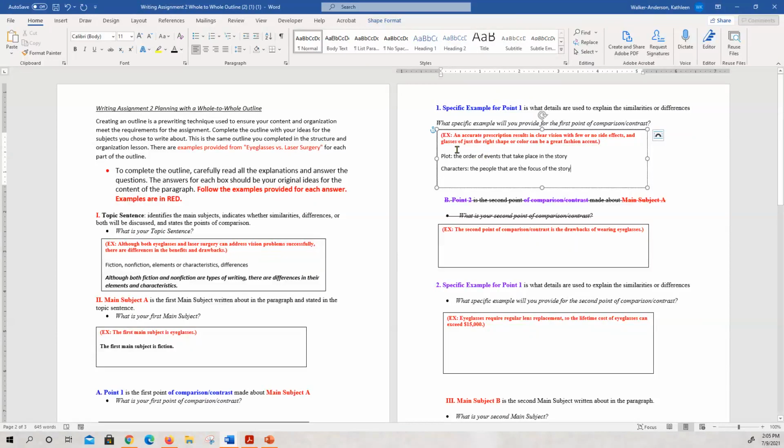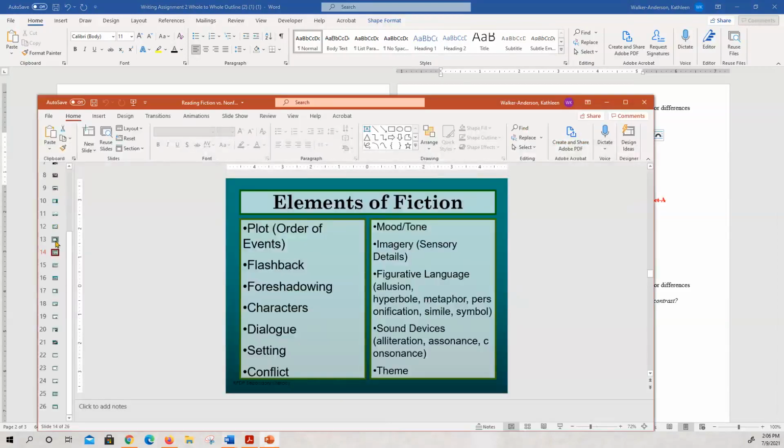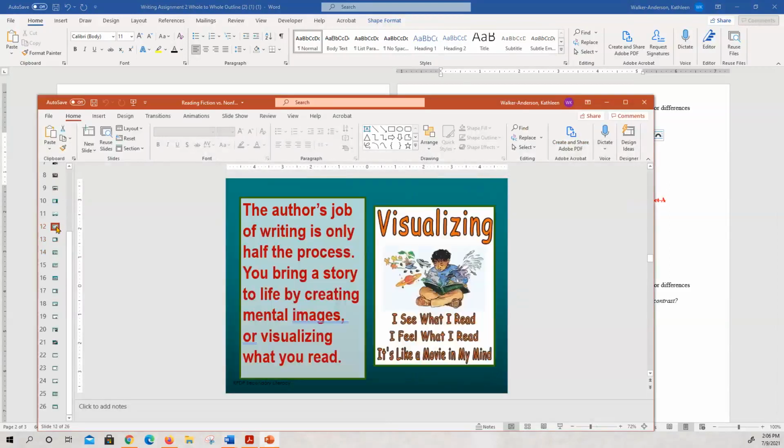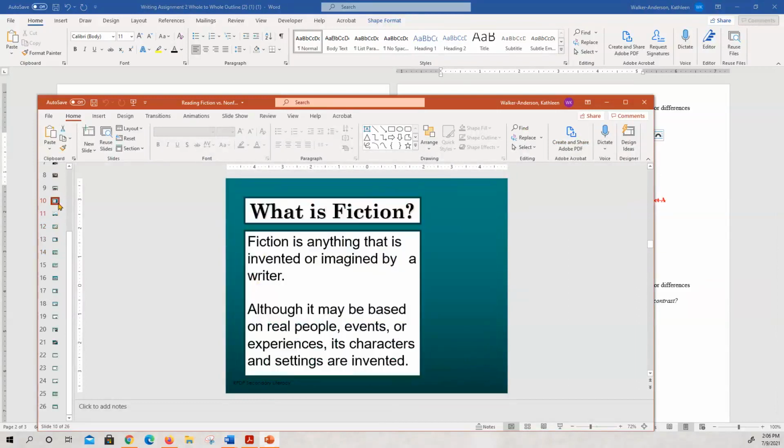And I might want to probably define fiction first. I left that out. So I'm going to go back and add that. So what fiction is, and I'm going to go back to my presentation and just use that official definition that it gave me. I know what that is. So anything that is invented or imagined by the writer, and it might be based on real people, events, or experiences, but the characters and settings are invented.